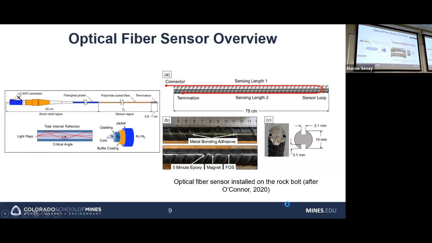To put this fiber sensor on the rock bolt, we grooved two diametrically opposite grooves so that we can use just a single fiber sensor looping around the rock bolt. They were put on the surface of the rock bolt using metal bonding adhesives and epoxy. The data from these fiber sensors were captured every second, so that it can match with the load displacement curve or the load captured from the MRS machine and the DIC. So all three monitoring techniques can be synchronized.